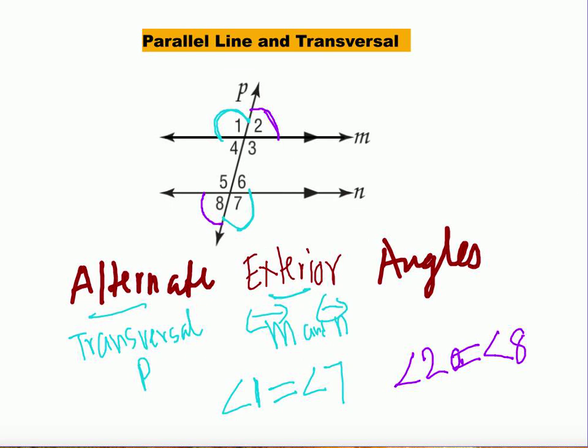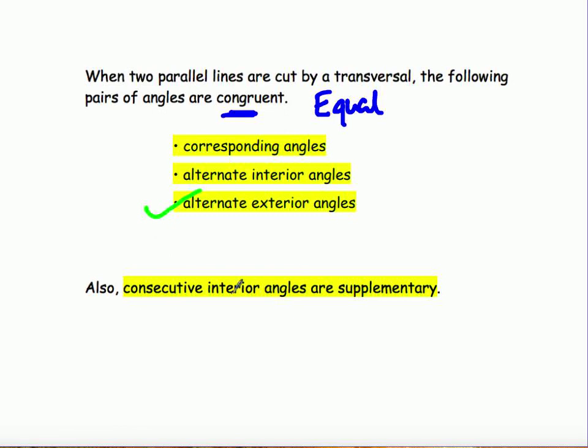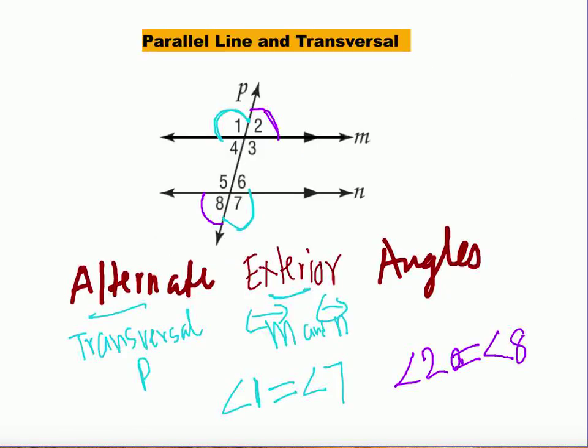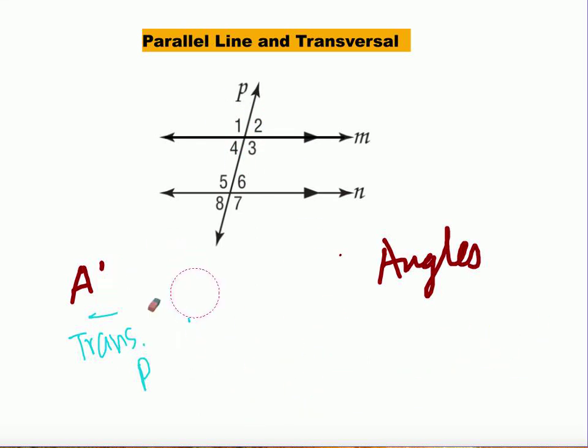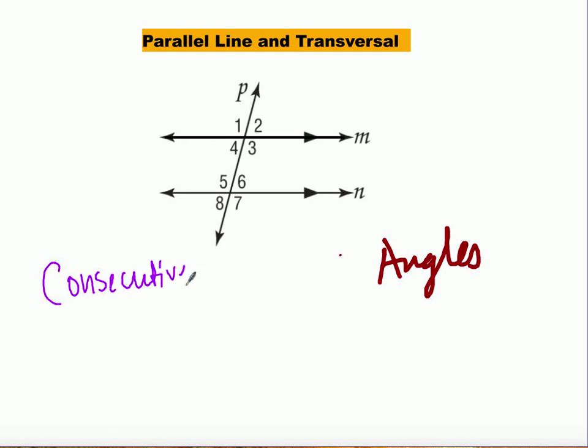Last one we're looking at are the consecutive interior angles. So we're looking at interior, and we're going to look at consecutive. Again, interior means inside these two parallel lines. So we'll look at angle 3, 4, 5, and 6. They're interior. Now, what are consecutive? Consecutive means back to back, side by side.